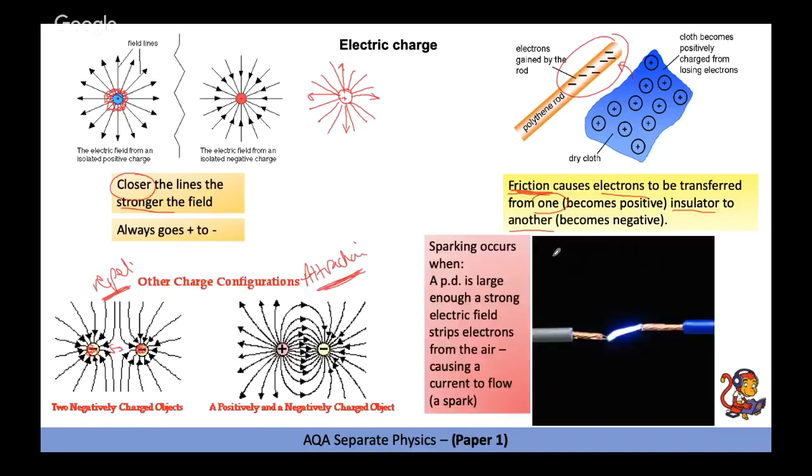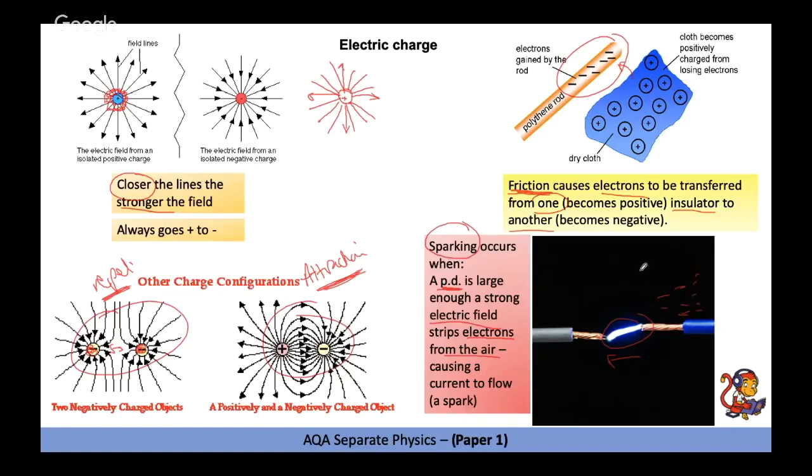Okay, and what is a spark then? And this is really the same as what is lightning. So sparking occurs when there is a large enough potential difference. Okay, when a PD is large enough, a strong electric field, just like we've seen here, a strong electric field strips electrons from the air molecules. This is the electrons being stripped from the air molecules, and it causes a spark, which is current flowing. Okay, so current is flowing because there are, for example, lots of negative electrons over on this side. There's not any on this side.